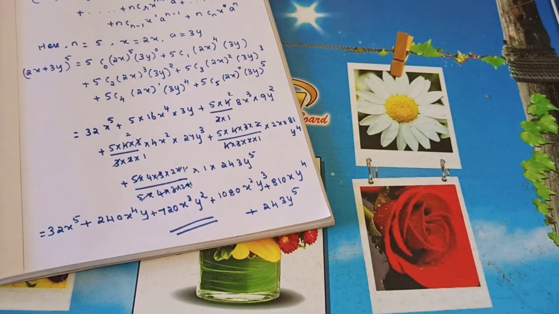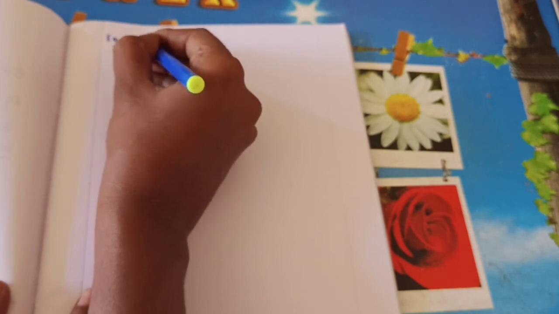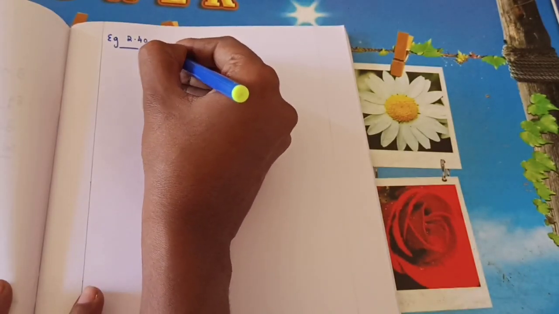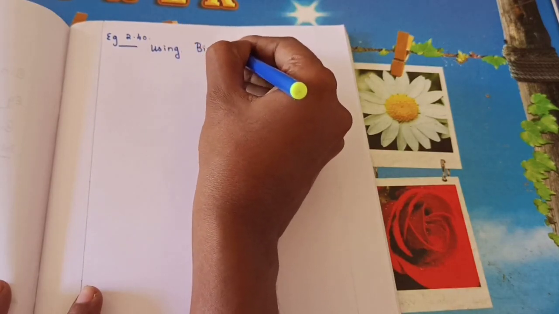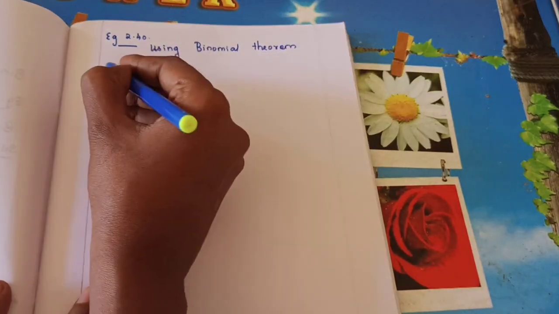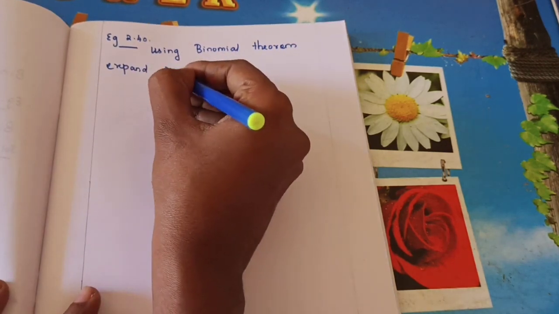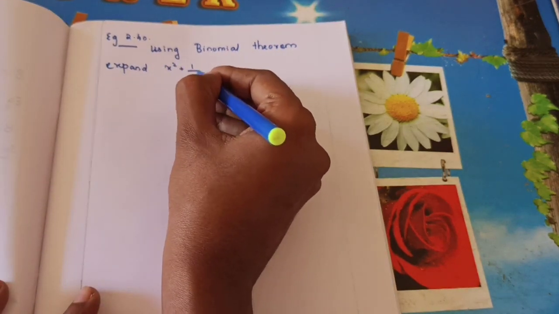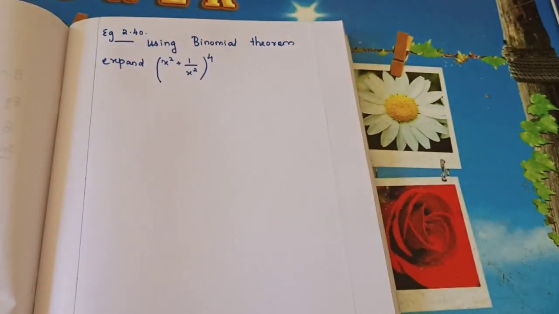So let's move to next problem. Okay. Next question is example 2.40. Using binomial theorem, expand x square plus 1 by x square the whole power 4. So when you are seeing this, you don't get fearless. The thing is same. Okay.